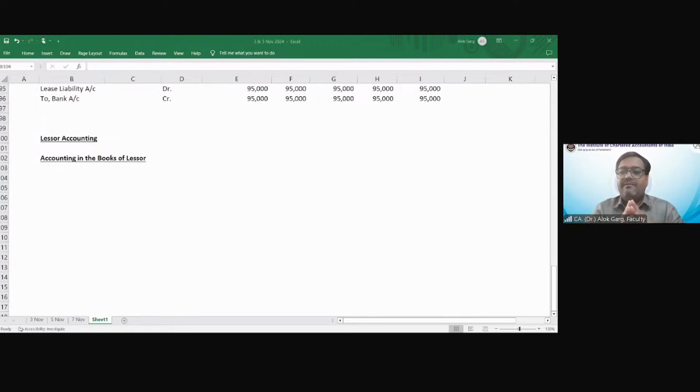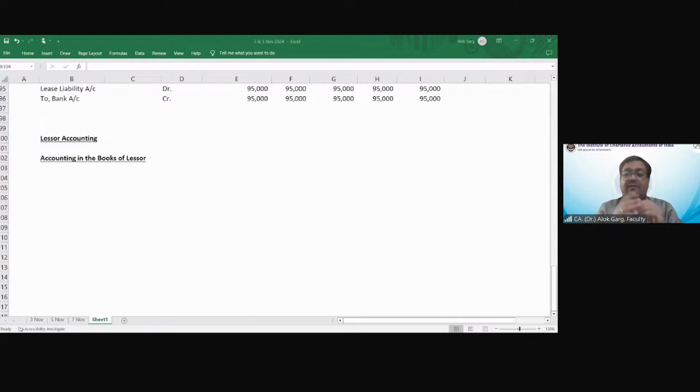For example, the ownership will be transferred at the end of the lease term. When the lease term expires, the ownership will be transferred to the lessee. Or there is a purchase option at an exercise price which is much lesser than the market value, a nominal price. Or the lessee is using the asset for the major part of the economic life, meaning more than 75% of the life.